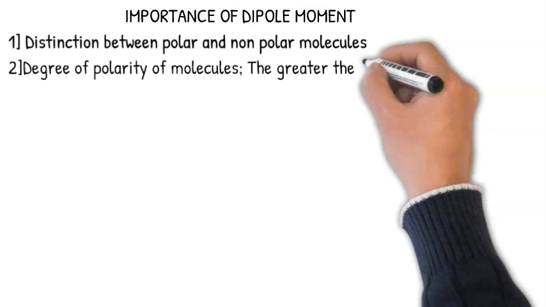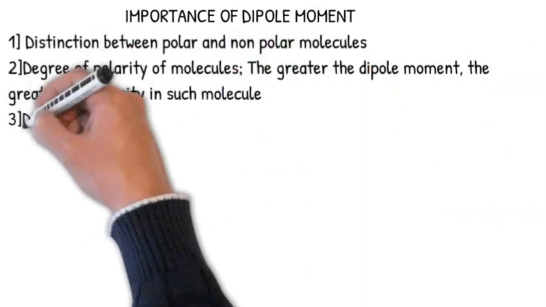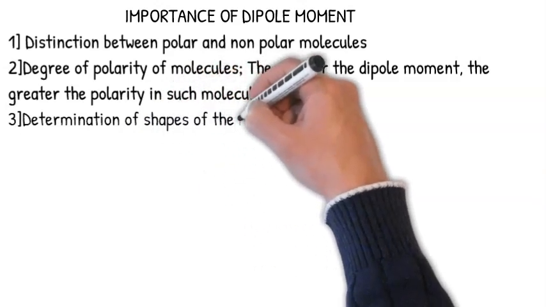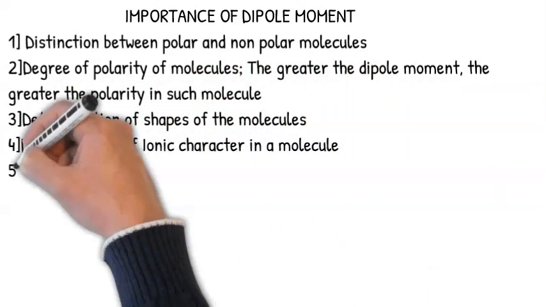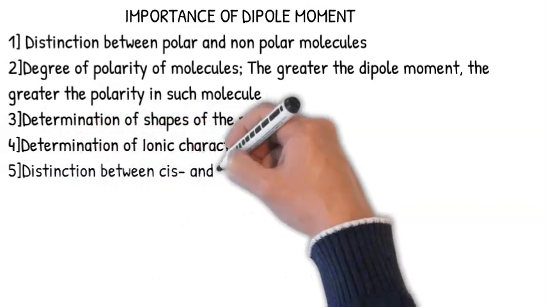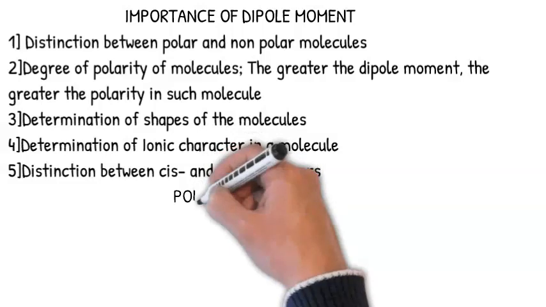The greater the dipole moment, the greater the polarity in such a molecule. Number 3. Determination of shapes of molecules. Number 4. Determination of ionic character in a molecule. Number 5. Distinction between cis and trans isomers, which we'll study in later videos on organic compounds.